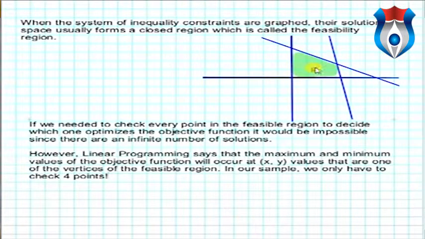As you can see, if we wanted to check all the points in the feasible region, it would be impossible because there's an infinite number of points. However, the concept of linear programming says that the maximum and minimum values for the objective function will occur at the corners or the vertices. So we only have to check points at each of the corners of the vertices. So we can find the x and y coordinates of the vertices and substitute those into our objective function and decide which one provides the max and the min.